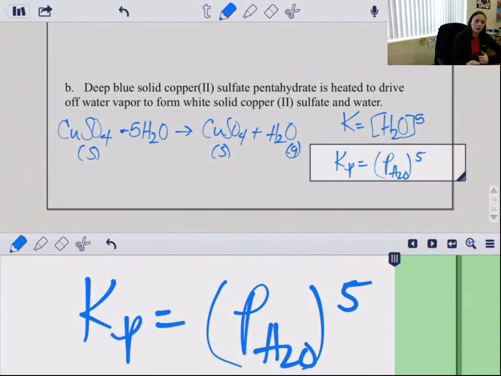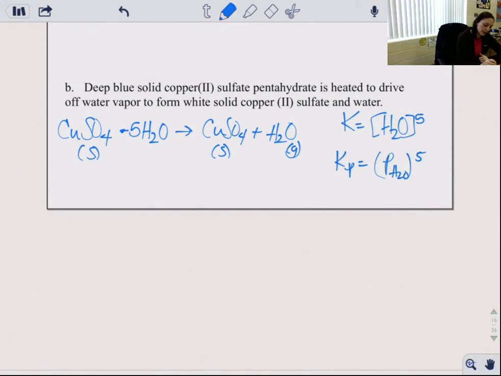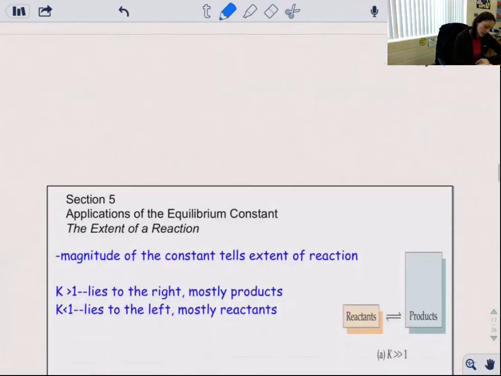Now, if your water was on the other side, if the products and reactants had been flip-flopped, you would have written that as 1 over H2O to the fifth. So if you come across one of those where everything on the product side cancels out or we don't use it, it just becomes a 1. And that is it.